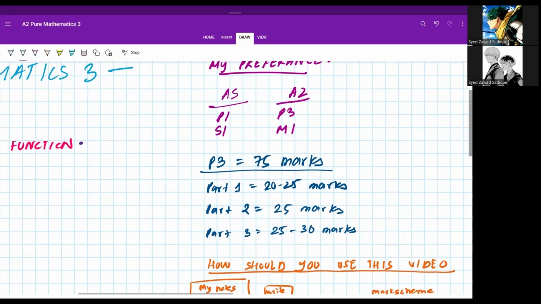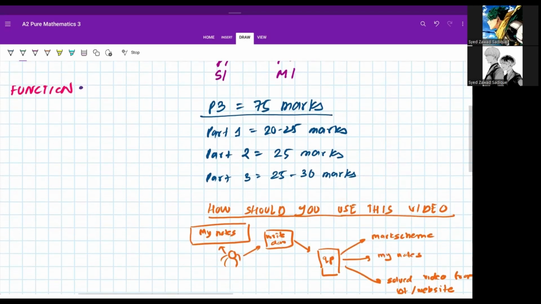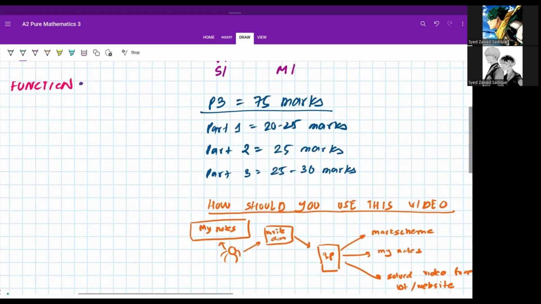So let's talk more. P3 has a total of 75 marks. Part 1 contains 20 to 25 marks. Part 2 contains 25 marks confirmed. And Part 3 contains 25 to 30 marks.